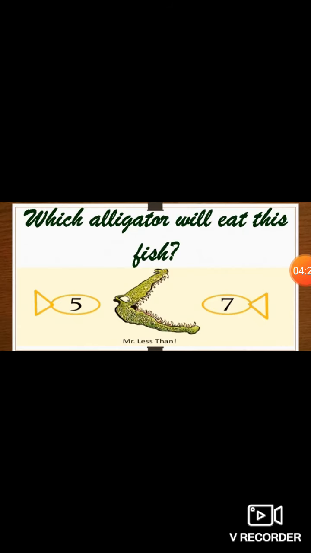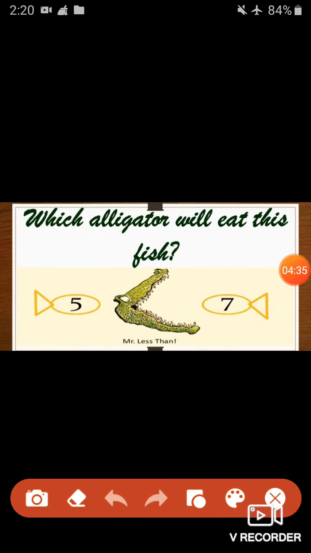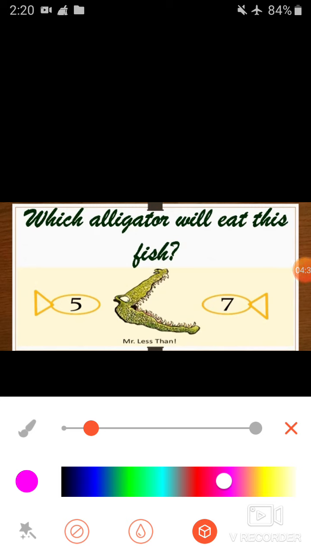Now students, look here. Which alligator will eat this fish? There are 5 fish here and 7 fish here. The alligator always wants to eat the bigger number, a greater number. So here, which alligator will eat this fish? Yes, Mr. Less than. The symbol of less than is like this. So here 5 is less than 7.